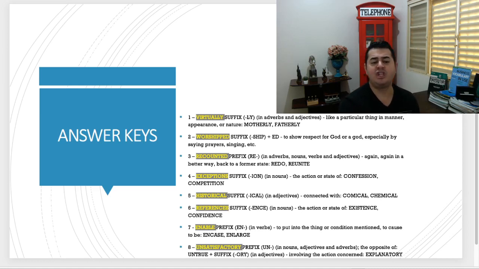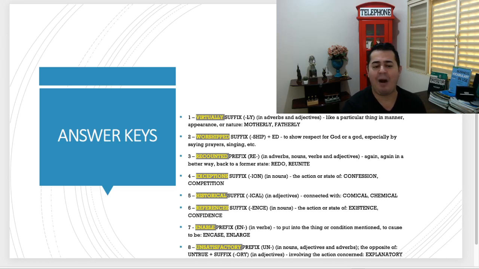Worth became worshipped. We added a suffix, plus ed, and that means to show respect for God or a god, especially by saying prayers, singing, etc. For example, there are people worshipping Buddha, there are people worshipping African gods, there are people worshipping Egyptian gods, okay?